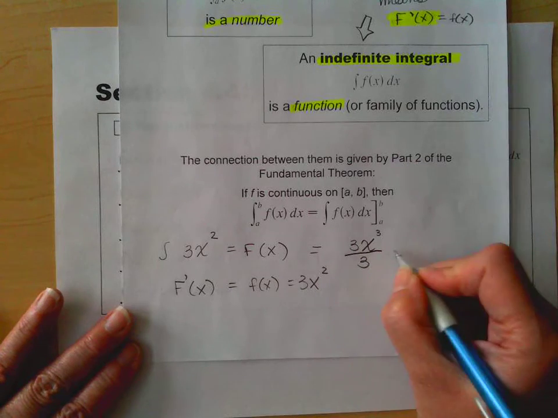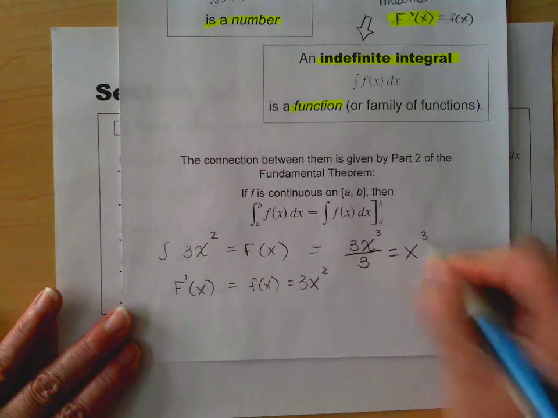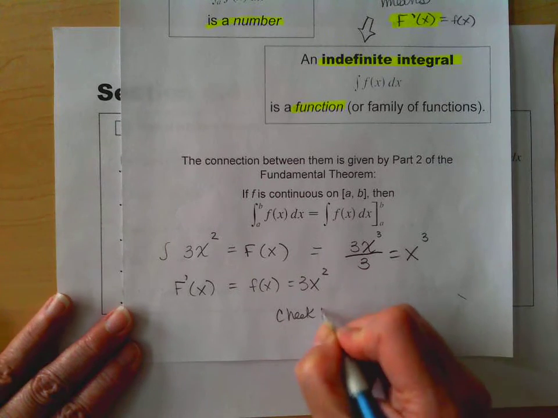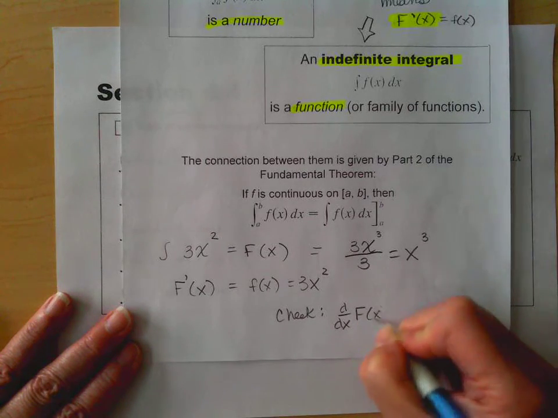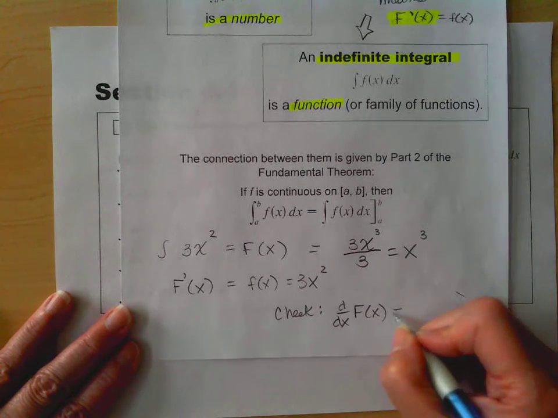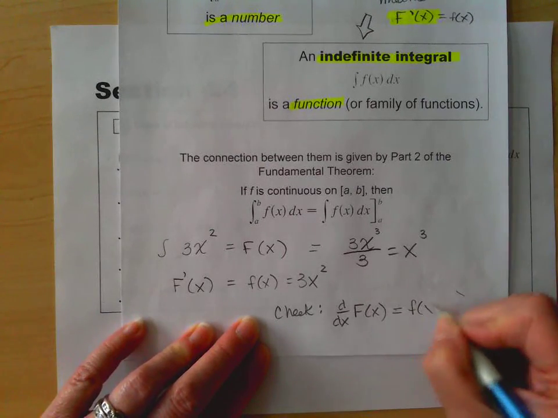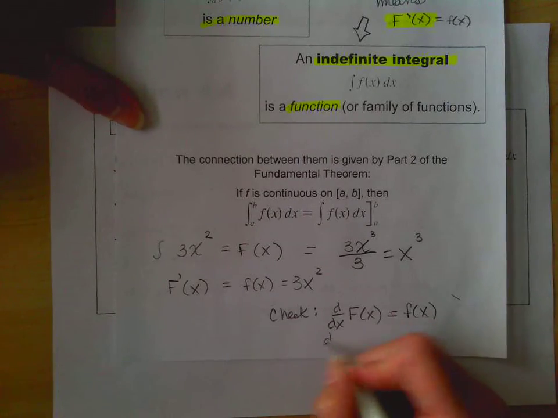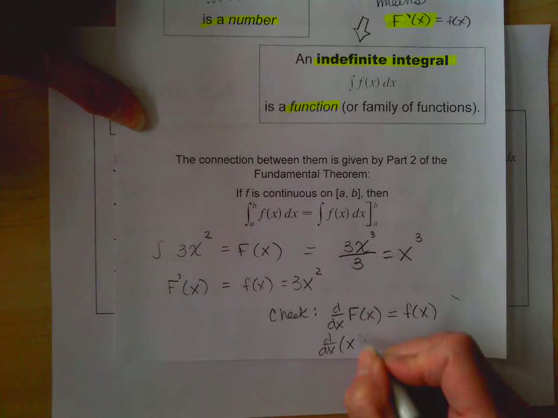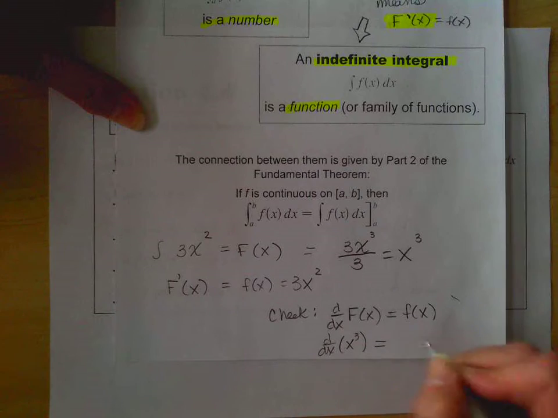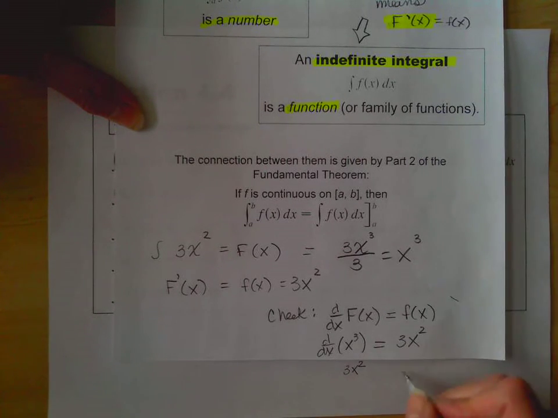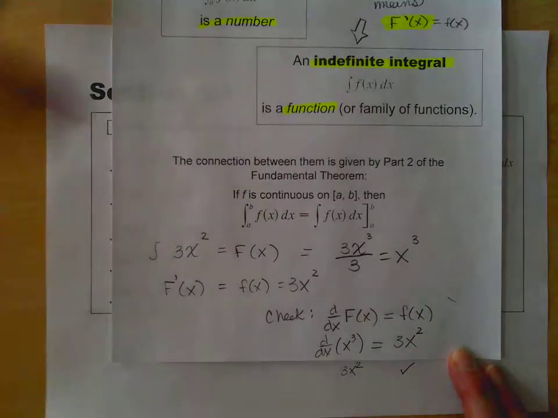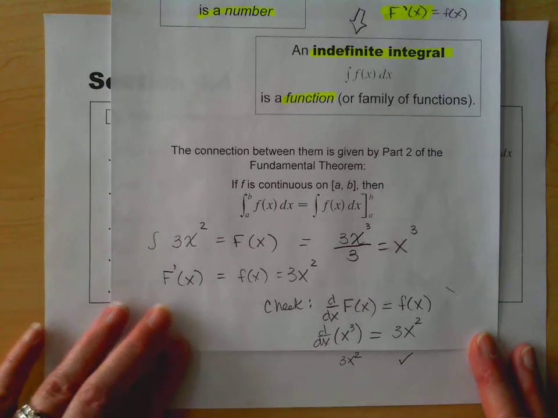Let's check that. If I do the derivative of this x cubed, I should get the function back. So in other words, if I do the derivative of x cubed, I should get 3x squared. And we can check and see, yes, the derivative of x cubed would be 3x squared. And so, yes, we can use this method of checking by taking the derivative to verify that, yes, that is the antiderivative.